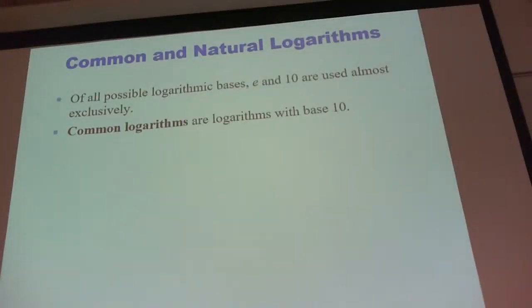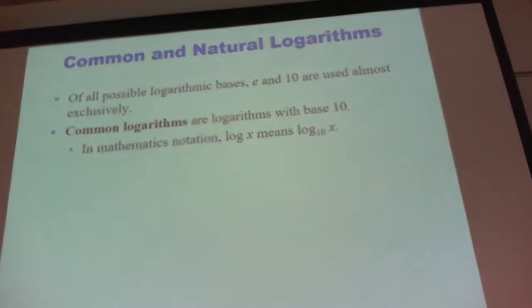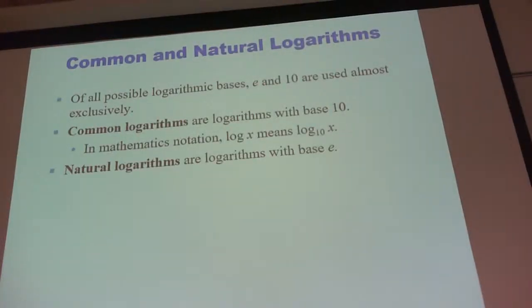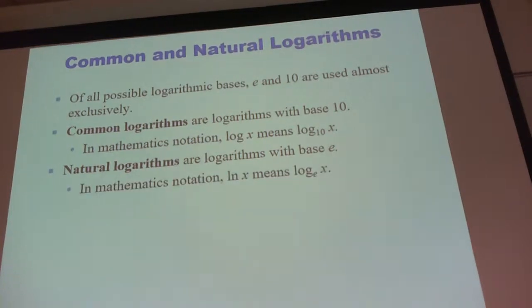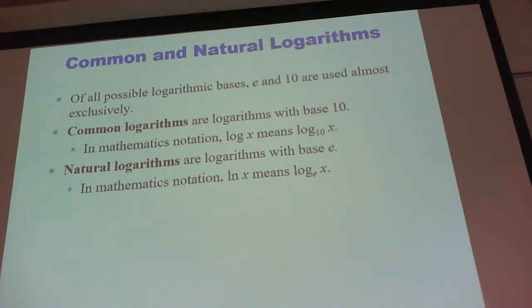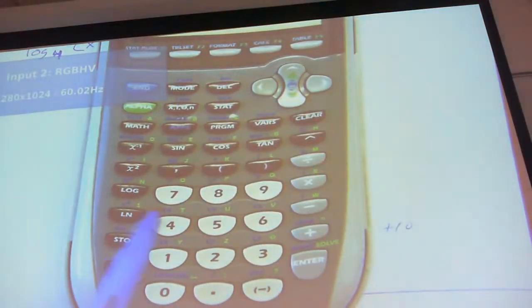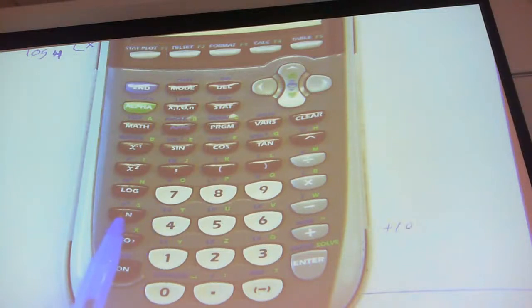Now, of all possible logarithmic bases, e and 10 are used most often. Common logs are with base 10. In mathematics notation, log x means log base 10. So if you see log of x, it's understood that the base is 10. And natural logs are logarithms with base e. So if you had log base e of x, that's the same thing as ln of x. If you go to your calculator, you're going to find all these buttons. On the left side of your calculator, you have log, you have ln. If you use that log button, it's assumed to be log base 10.